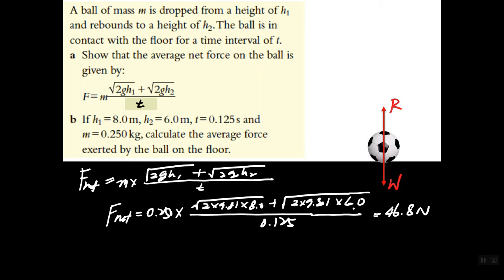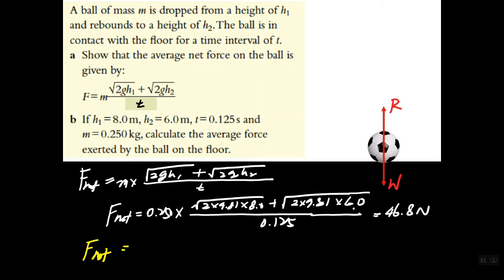The F net equals mass 0.25 times root of 2 times acceleration due to gravity 9.81 times the first height, 8 meters, plus root of 2 times acceleration due to gravity 9.81 times the second height, 6 meters, divided by time taken 0.125. That gives us 46.8 Newton.